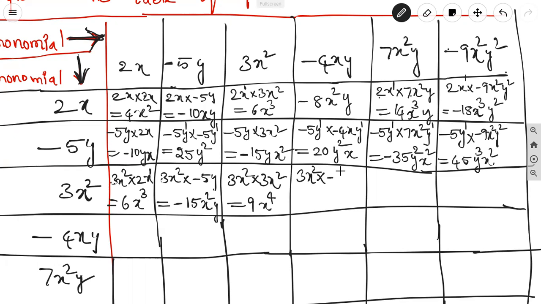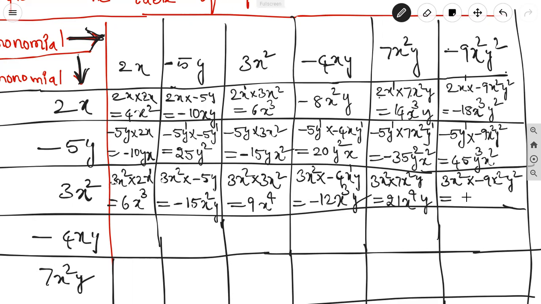3x square into minus 4xy. Plus into minus, minus. 3 4s are 12, x to the power of 2 into x to the power of 1, x cube, y. Next, 3x square into 7x square y. 3 7s are 21, x to the power of 2 plus 2, 4, y. 3x square into minus 9x square y square. Plus 3 into minus 9, 9 3s are 27, minus 27, x to the power of 2 plus 2, 4, y square.